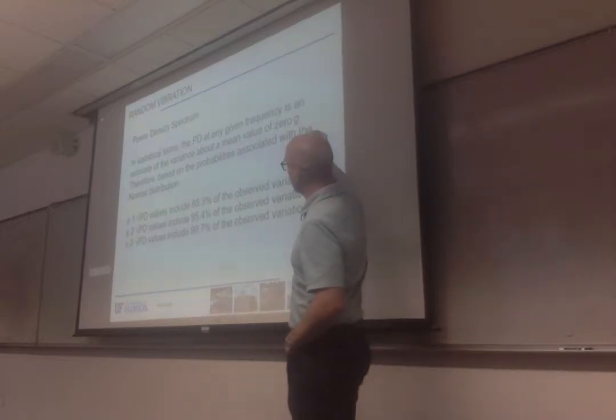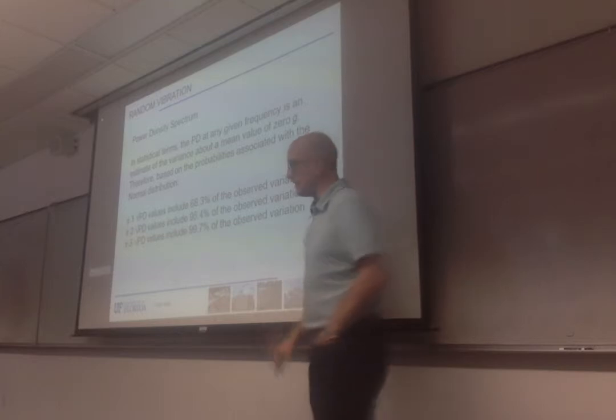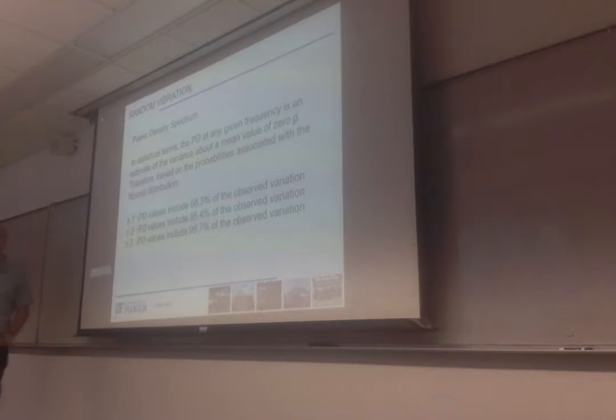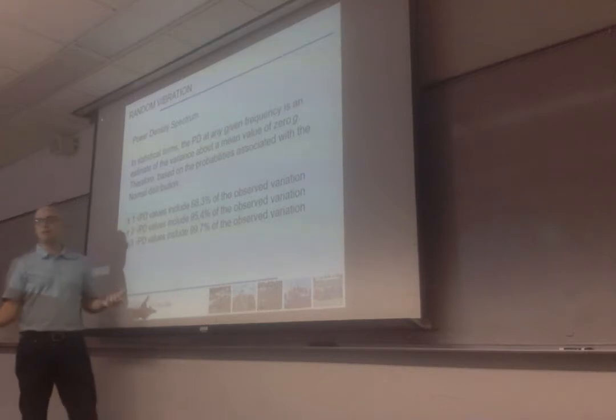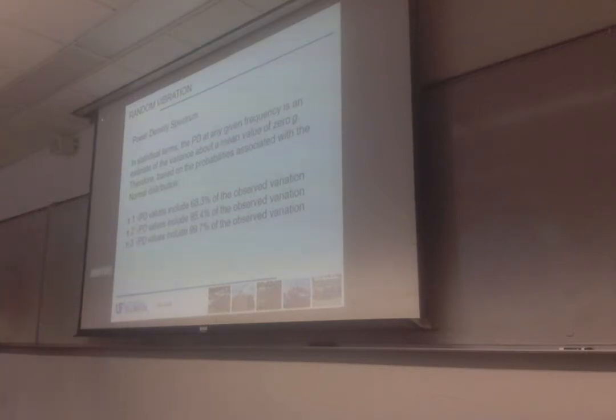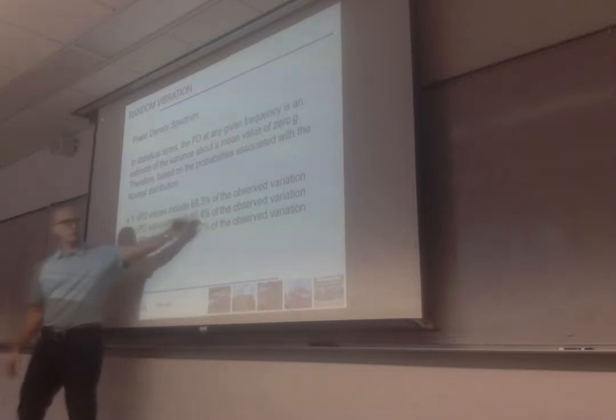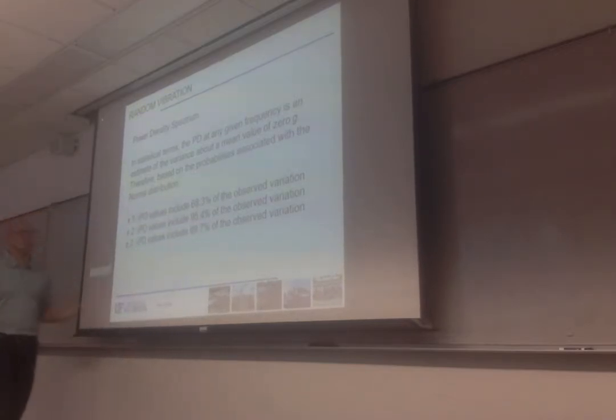And if we look at this based on the normal distribution, what you will see is that the square root of the variance is what? You guys taking statistics, right? Standard deviation. So for a normal distribution, if you look at the interval with plus or minus 1 standard deviation, it includes 68.3% of all the observed variation. If you look at plus or minus 2 of the standard deviation, if you want the square root of the value for your power density, it includes 95.4% of all the observed variation, and so on.